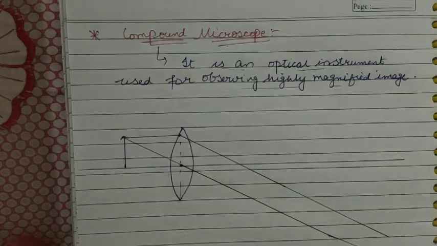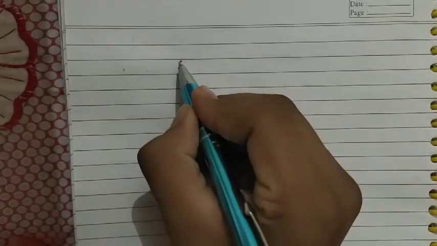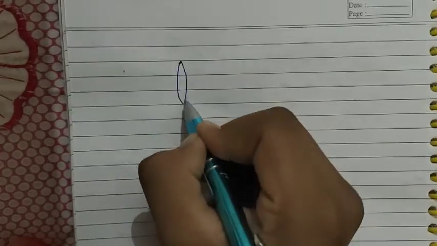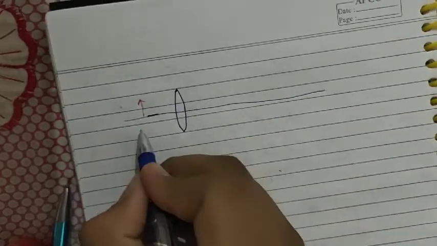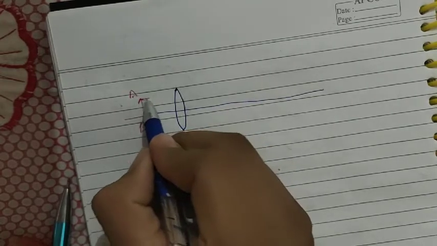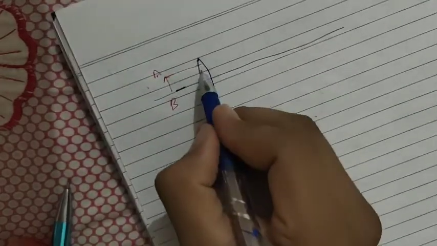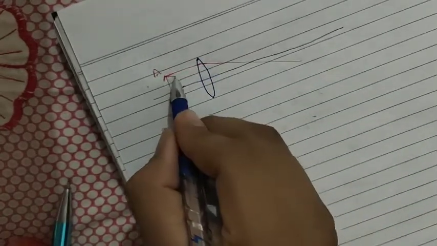Remember, we had taken only one lens for the image formation of the magnifying glass. Here we will consider two convex lenses and form the image. Let's see the image formation. Here we will make a convex lens with its principal focus, and we will put an object here. Let's name it AB. A light ray goes parallel to the principal axis, then it is incident on the focus.